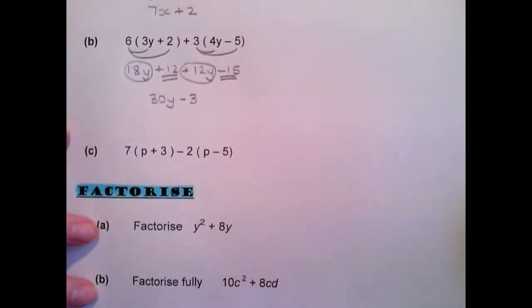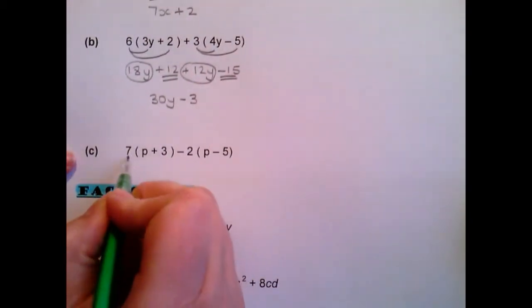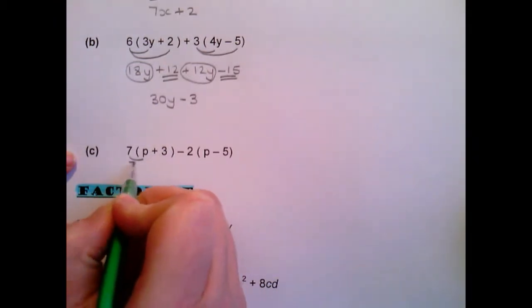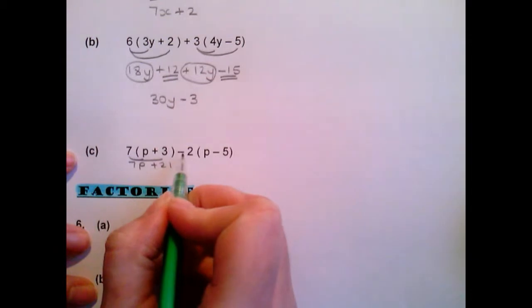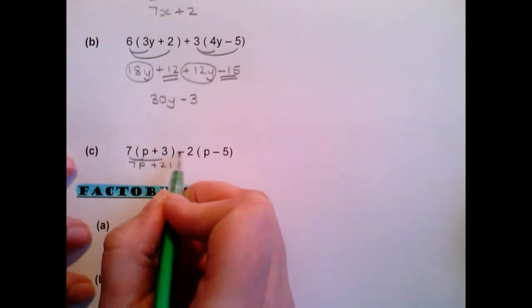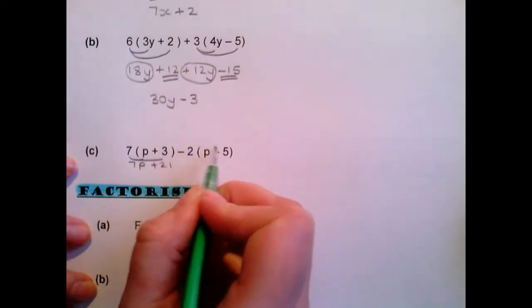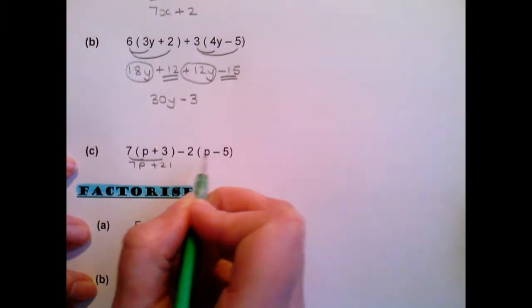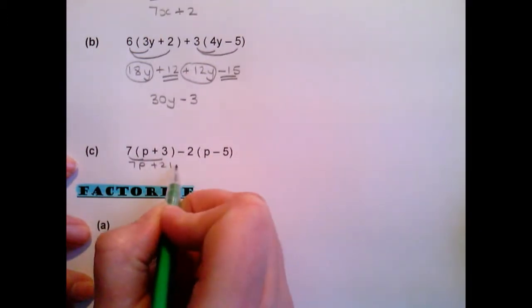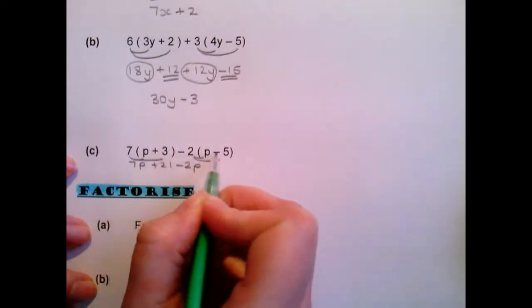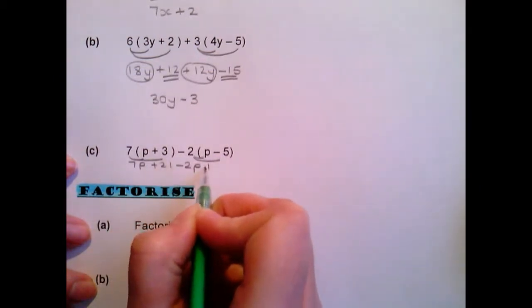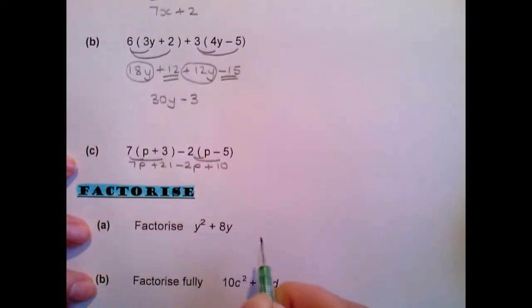Part C then, multiply everything inside the bracket by 7. So you would have 7p plus 21. And then the negative in front of this bracket will change the sign in front of it. So it's negative 2 times p will get you negative 2p. And then the negative 2 times the negative 5 will turn it into a positive 10.